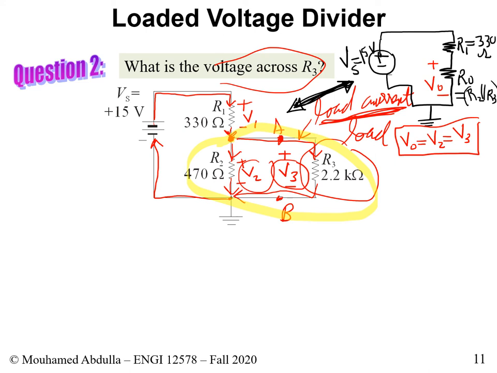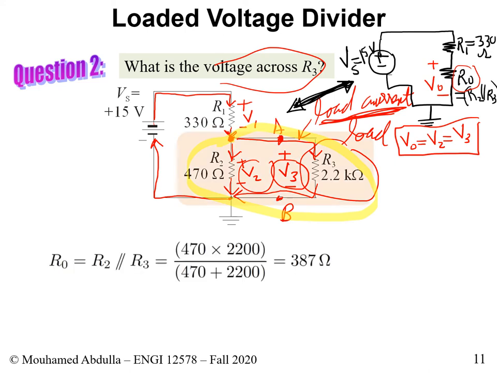But before you do that, let's determine the value of R naught. R naught is just R2 in parallel with R3. So you have 470 and 2.2K. Be careful here. Make sure that everything is in the same units. You could either put everything in Ks or work with straight ohms. In this case, we put everything in ohms and we do the calculation.